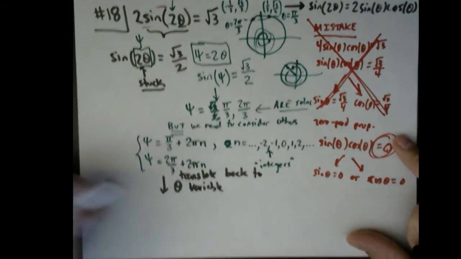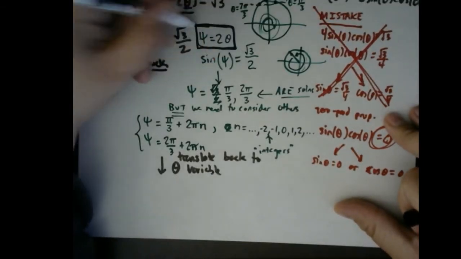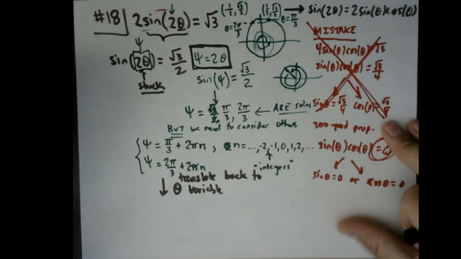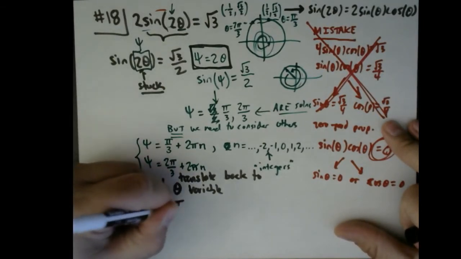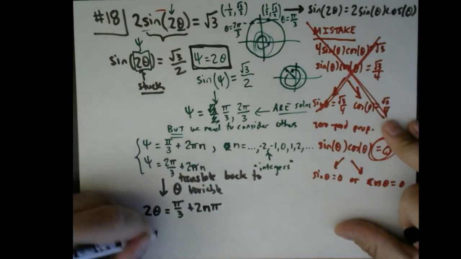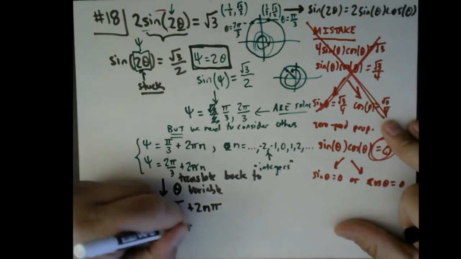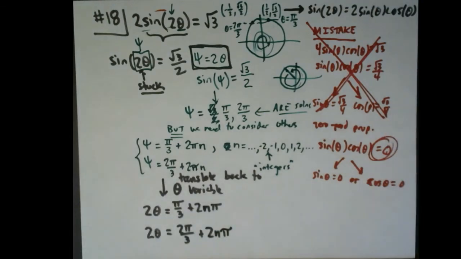Okay, so if we do that, we exploit this equation that we had. Psi is 2 theta, so I really have 2 theta equals pi over 3 plus 2n pi, and 2 theta equals 2 pi over 3 plus 2n pi. I like 2n pi better for some reason. I don't care if you write 2n pi or 2 pi n; it doesn't matter to me. They're the same.